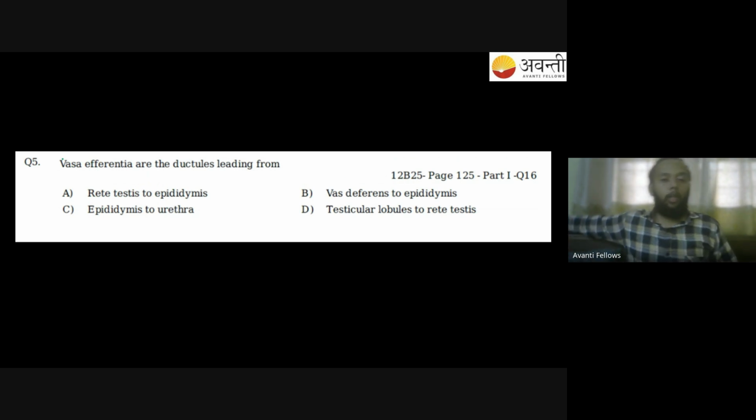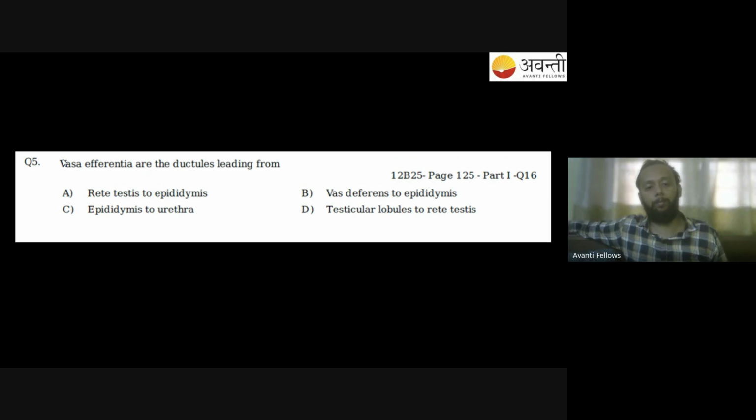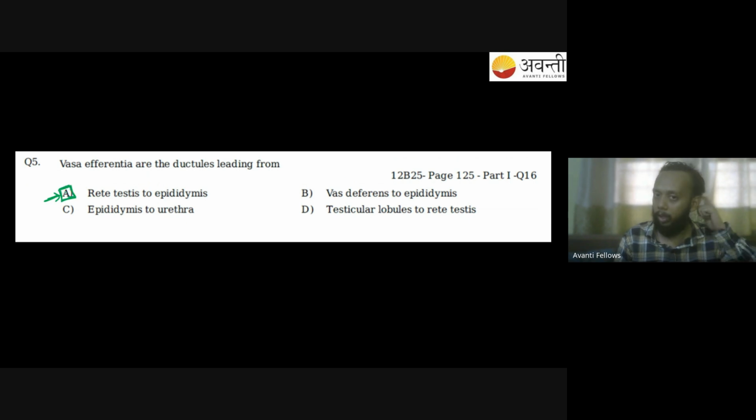Vas efferentia are ductules leading from. ये कहाँ से कहाँ भेज रहे होते हैं, कहाँ से कहाँ connect कर रहे होते हैं. It's a very good question. We have seen that it's a bridge connecting two things. Now you have to tell me what that bridge is going to be. शिखा, गायत्री, सबको आना चाहिए इसका आंसर. बताइए गायत्री, क्या होगा इसका आंसर? Sir, option A. तनिष? Sir, A. शिखा? Sir, option A. Right. Option A becomes the correct answer.